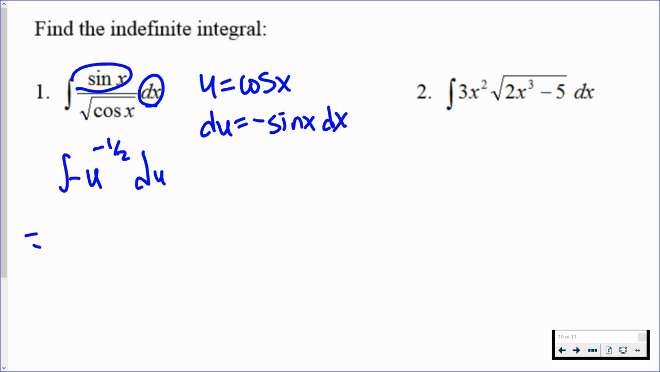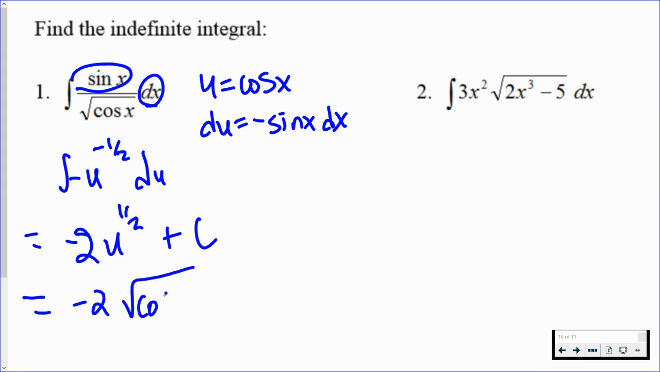All right, let's take this integral now. We still have a negative. Integral of u to the negative 1/2 would be u to the 1/2 divided by 1/2, which is the same as multiplying by 2. And then we need plus c. Let's plug back in our u. That would be -2 times cosine to the 1/2, which is the same as square root of cosine of x, plus c.